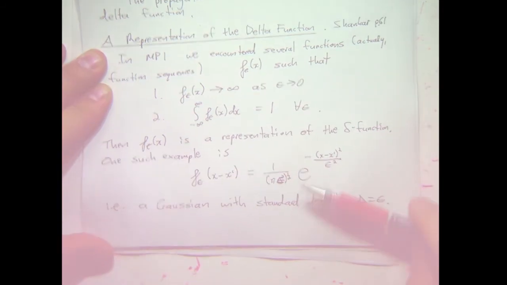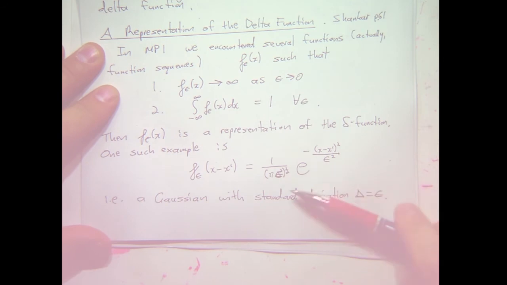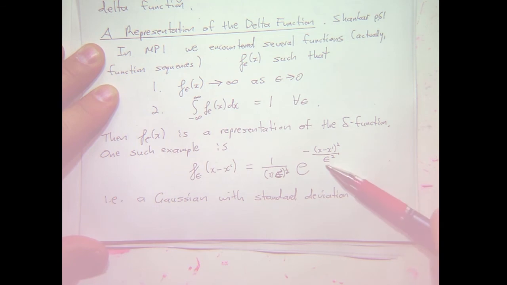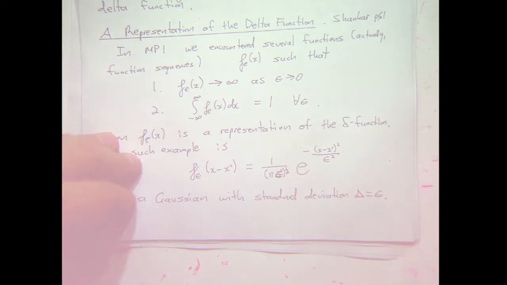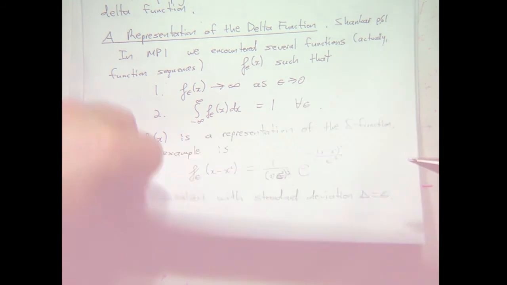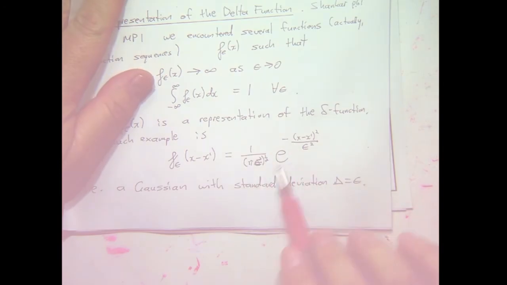And you know, one example is the Gaussian with standard deviation epsilon, so it's just under there, epsilon, and then that's the normalized Gaussian, and that's the normalization. That's epsilon squared. It's a bit messy. So just keep in mind that this normalized Gaussian is a representation of the Dirac delta function. That's an example you did in MP1.